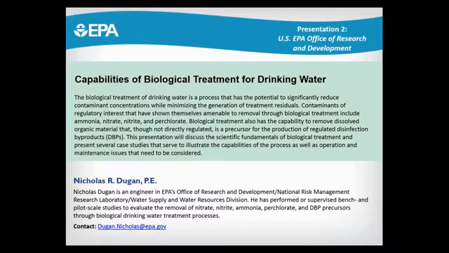Our second speaker is Nicholas Dugan. Nicholas Dugan is an engineer in the EPA's Water Supply and Water Resources Division. In his 19 years at the agency, he has performed or supervised bench and pilot scale studies to evaluate the removal of nitrate, nitrite, ammonia, perchlorate, and DBP precursors through biological treatment processes. He has a BS and an MS from the University of Cincinnati and a BA from Carleton College. He is a licensed PE in Ohio. And with that, I will pass it over to Nicholas Dugan.